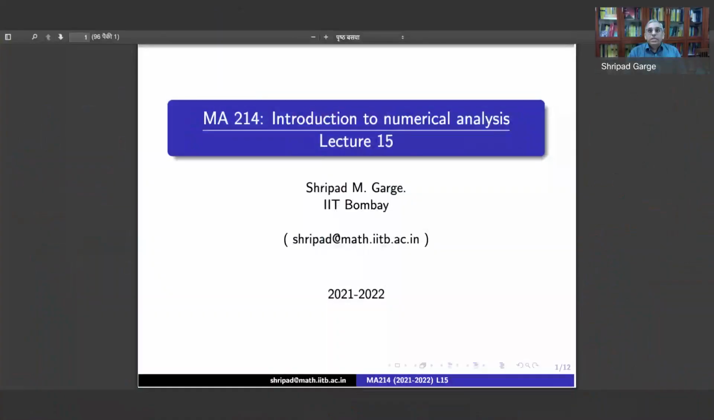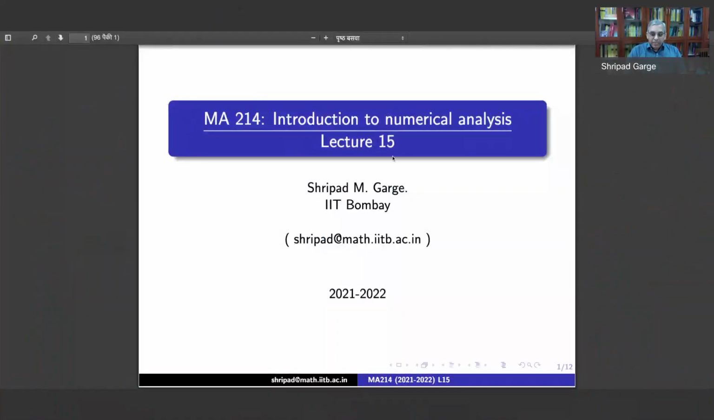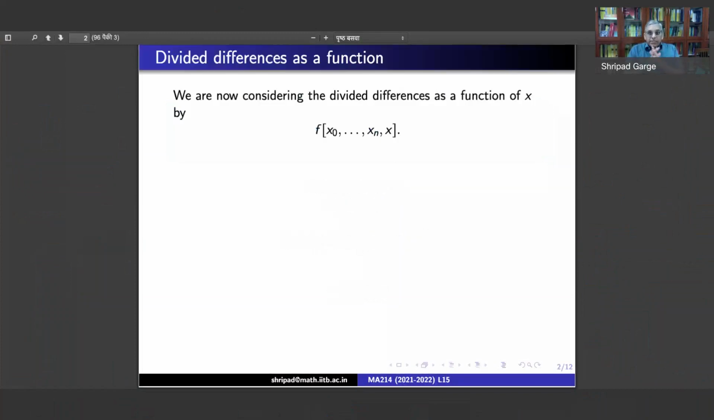So let's go ahead and see what we will get if we decide to see the divided differences as a function of a variable x. So this is what we are doing. We have f[x0, ..., xn, x]. This is how we see the divided differences as a function of x.